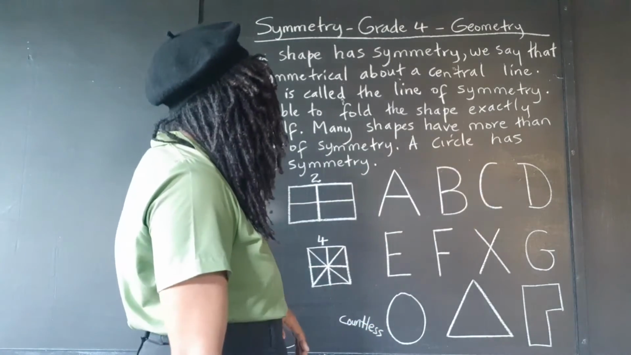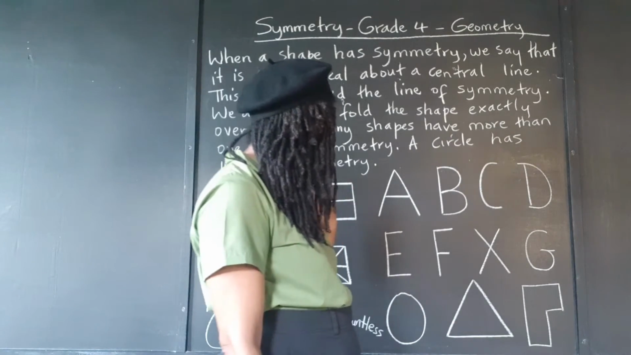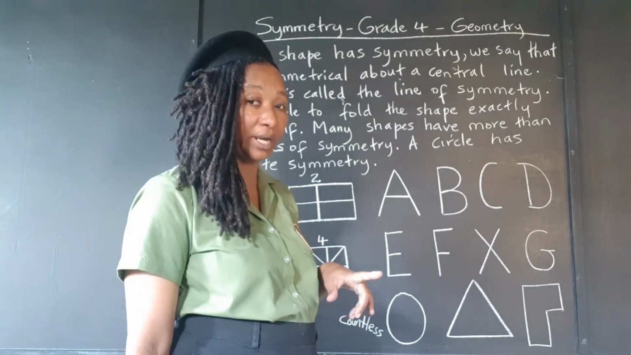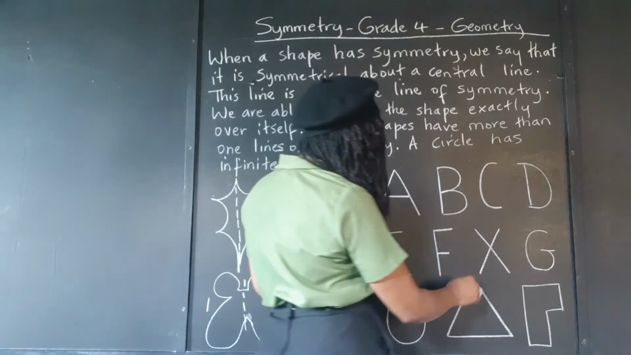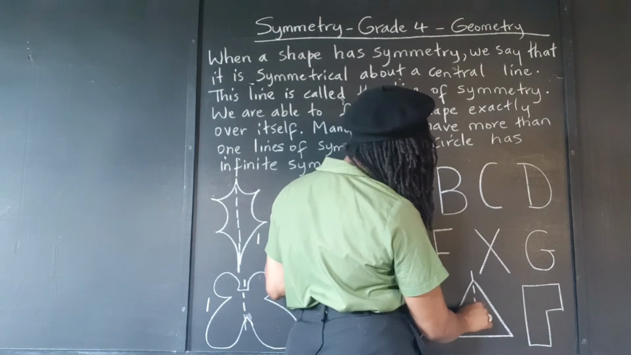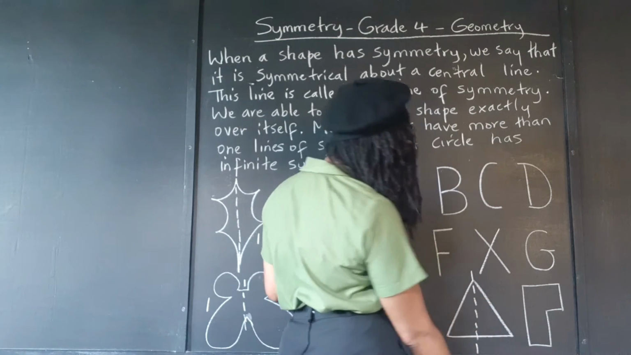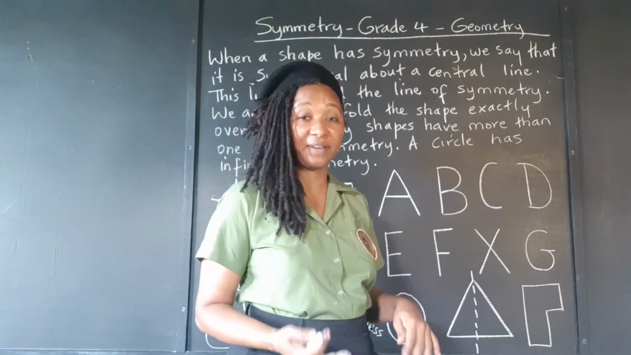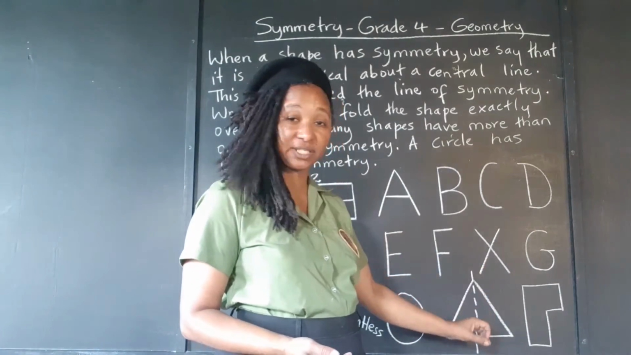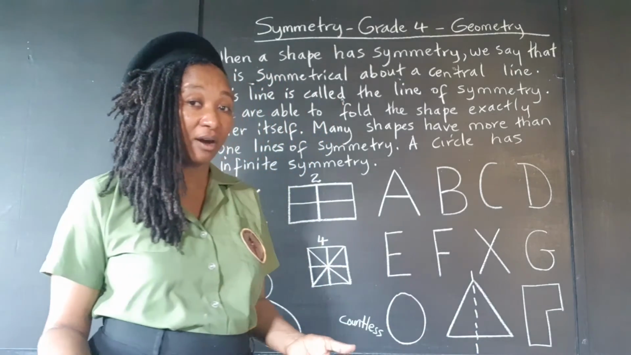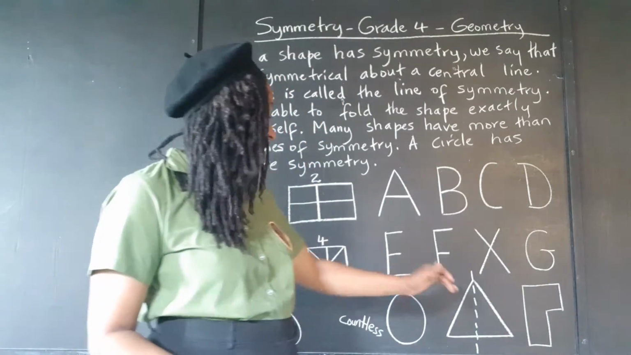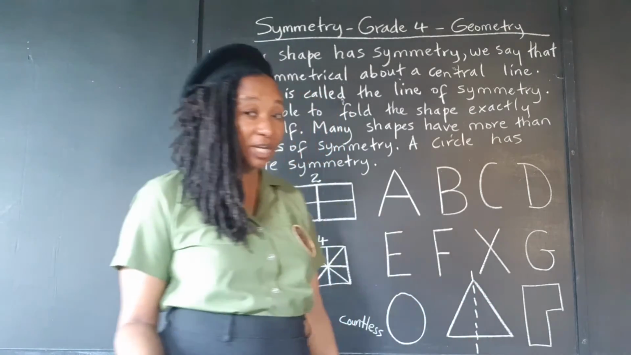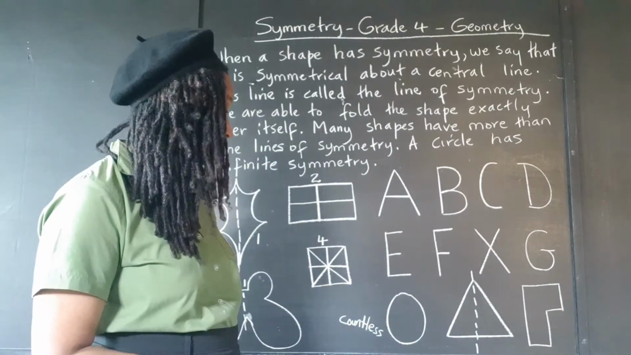For the triangle, it depends on the type of triangle, right? For this triangle here, we seem to be able to cut it that way. If it's a scalene triangle, we definitely will not be able to have a line of symmetry because it has different lengths of the side. For the isosceles, we can definitely have one line of symmetry. For the equilateral triangle, we will have more lines.